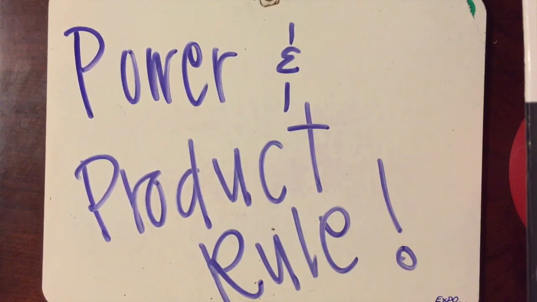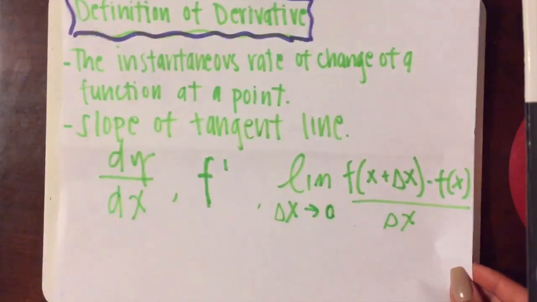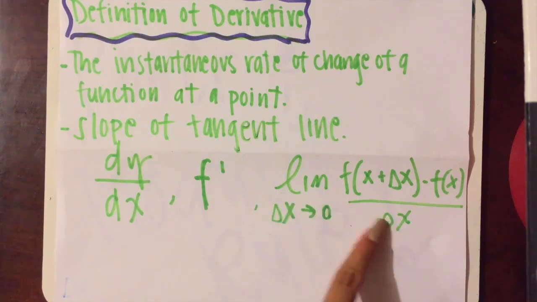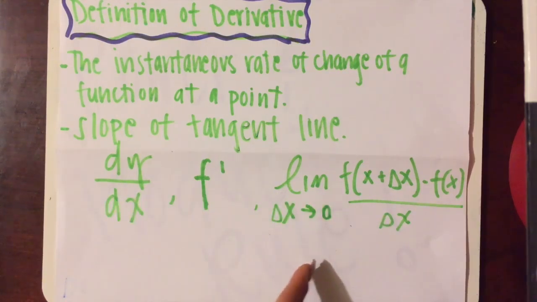So hi everyone, today we will have a lesson on the power and product rules for taking derivatives. And to remind ourselves, the definition of a derivative is the instantaneous rate of change of a function at a point, or the slope of a tangent line. And at the bottom we have different notations for a derivative.